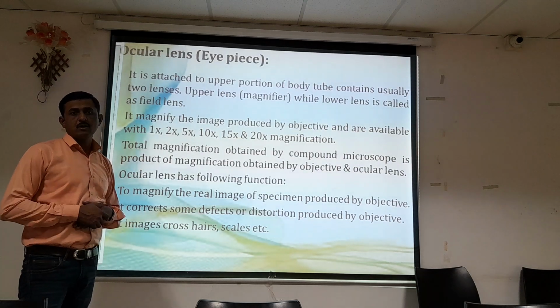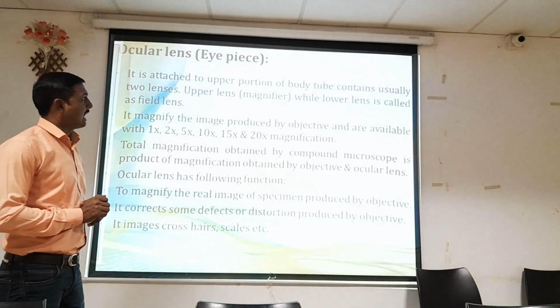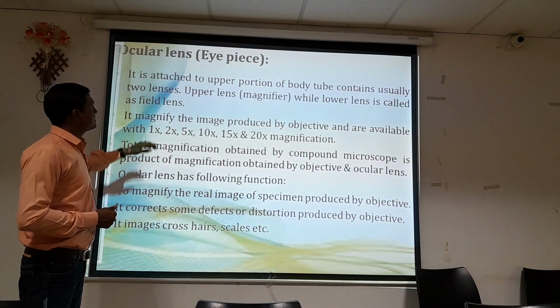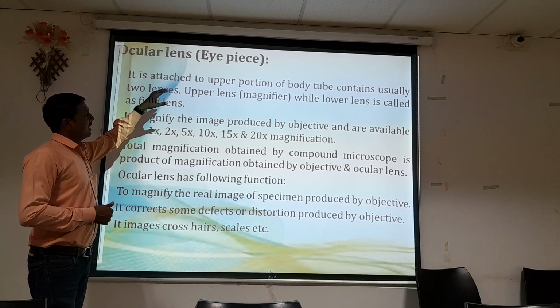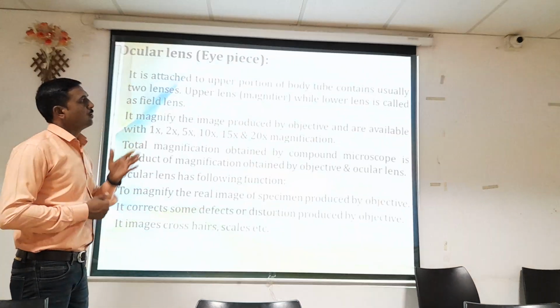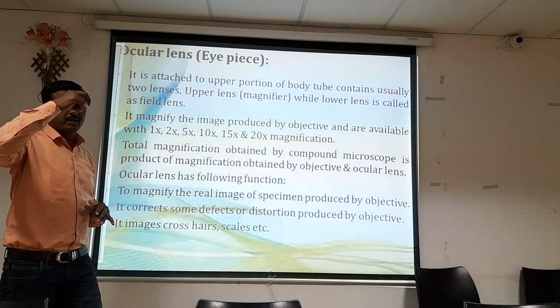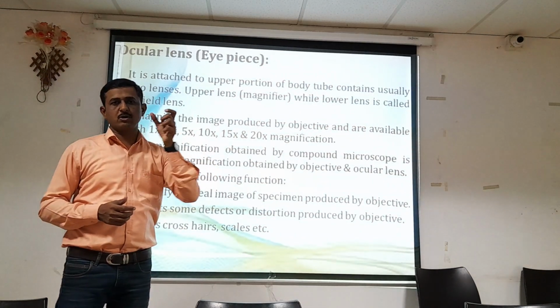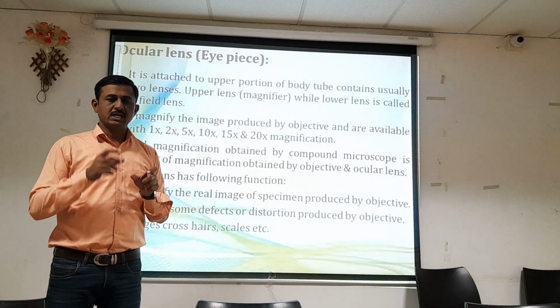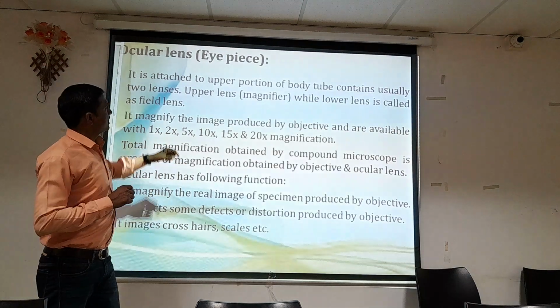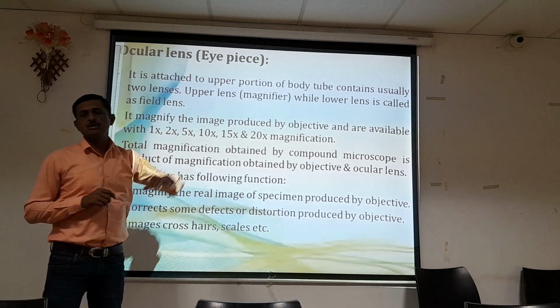Another part is the ocular lens, or you can say the eyepiece. It is attached to the upper portion of the body tube and usually contains two lenses. The upper lens is the magnifier, while the lower lens is called the field lens. At the upper end of your microscope, you can observe the image of your object. That lens can be removable, and it is called the ocular lens, or the eyepiece.